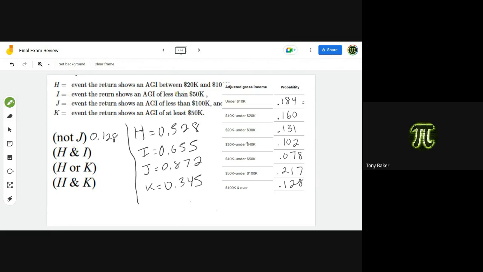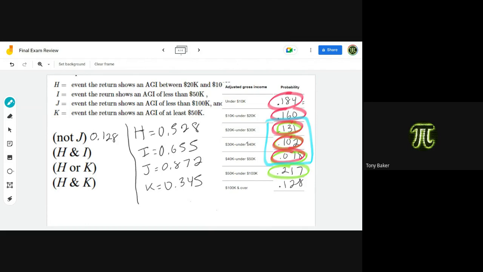Now we have H and I. So H says between 20 and 100K. And I says less than 50K. So it's and. That means it's got to be both of those. So if we're looking at that one, it says H is between 20 and 100. So H is that one, that one, that one, and that one. And I says less than 50K. So that's going to be this, that one, that one, that one, that one, and that one. So the only ones that overlap are those.